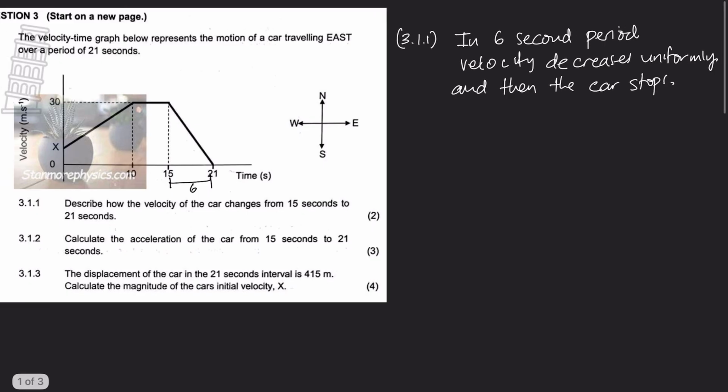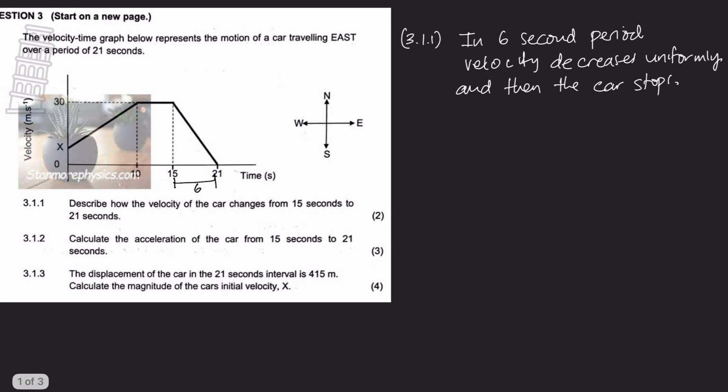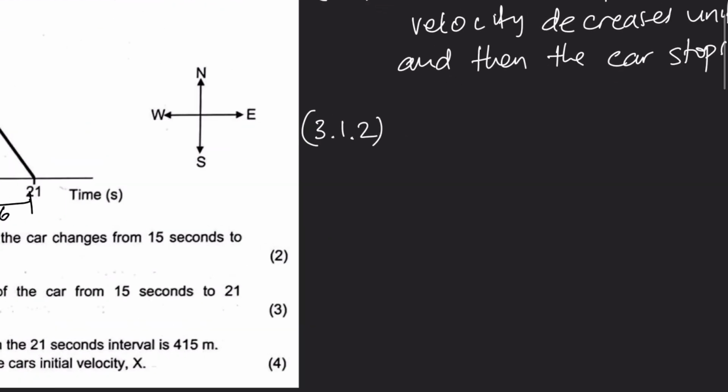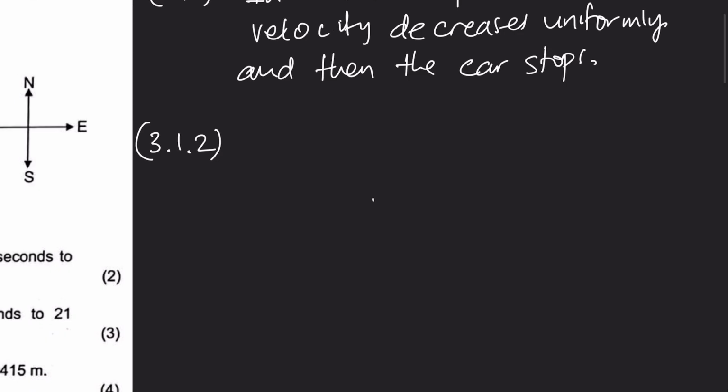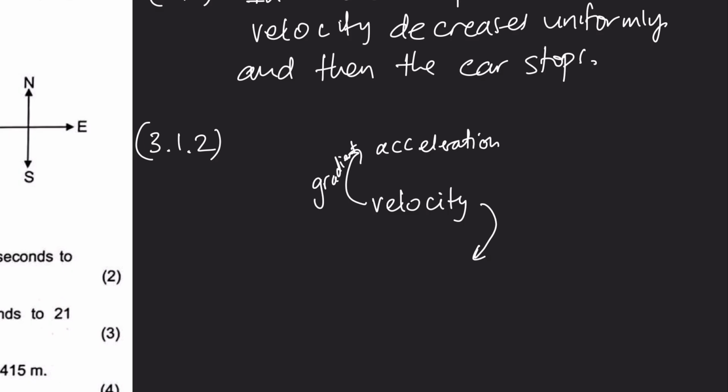Okay, question 3.1.2. Calculate the acceleration of the car from 15 to 21 seconds. So let's just quickly go through how we can get acceleration if you're given a graph. If you have a velocity time graph and you work out the gradient of that line, then the gradient is going to give you the acceleration. But if you work out the area under a velocity time graph, you're going to get the displacement.